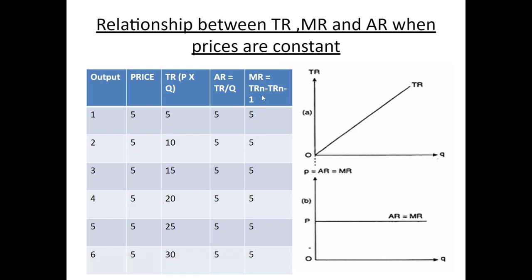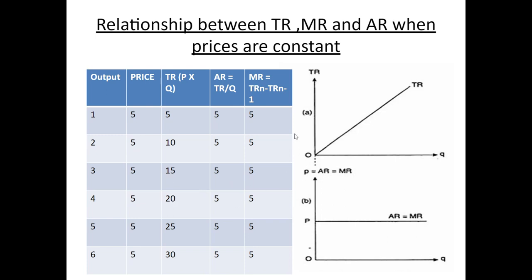Similarly, we have made the column of marginal revenue by using the formula total revenue of nth unit minus total revenue of n minus 1. So for the first unit, total revenue is equal to the marginal revenue. For the second unit, marginal revenue is 5, which means 10 minus 5. For the third unit, total revenue is 15 minus total revenue of the previous unit 10 gives us 5. Similarly, 20 minus 15, 5.